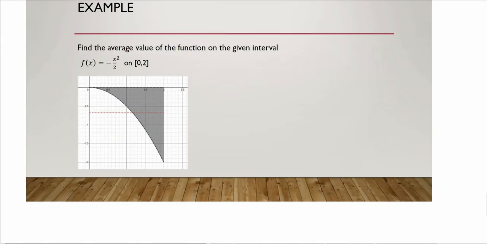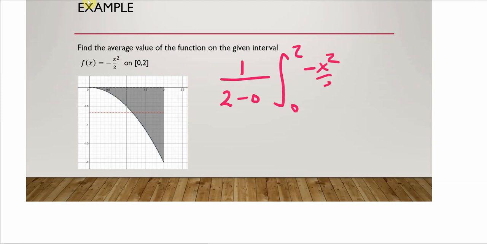Find me the average value of this function here. So I'm going to say it's going to be 1 over 2 minus 0, the integral from 0 to 2 of negative x squared over 2 dx. And you do the antiderivative. You want me to do one? I'll do one. I'll do this simple one, right?